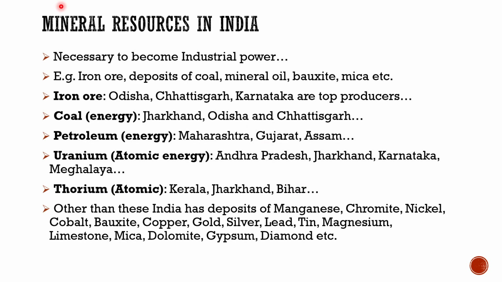Next, mineral resources. As we know, these mineral resources are necessary to become an industrial power. For example, we have mineral resources like iron ore, coal deposits, mineral oils, bauxite, and mica. Particularly iron ore, which is very important for iron and steel industries: we find big deposits in Odisha, Chhattisgarh, and Karnataka. These are the top producers in India. If we talk about coal, it's an energy resource, and Jharkhand, Odisha, and Chhattisgarh are the top producers. If we talk about petroleum, which is a liquid energy, it's found in Maharashtra, Gujarat, and Assam.